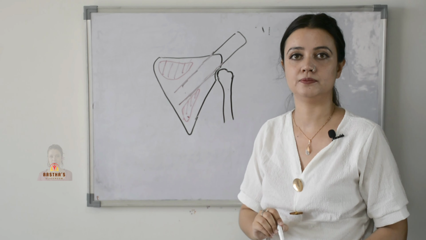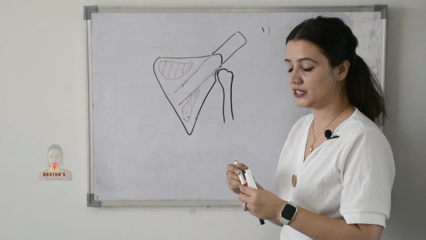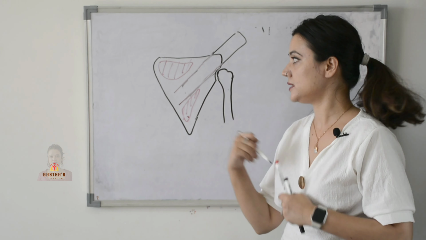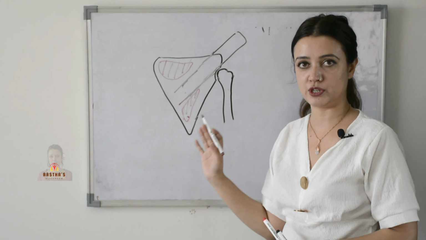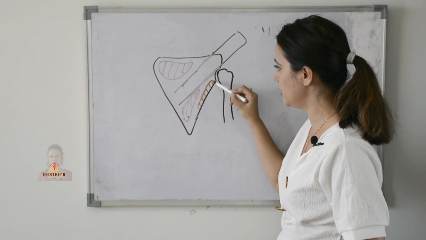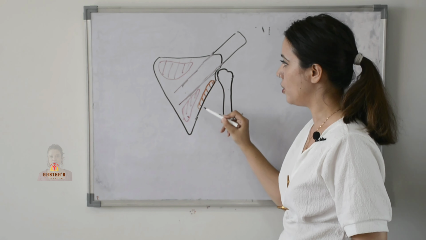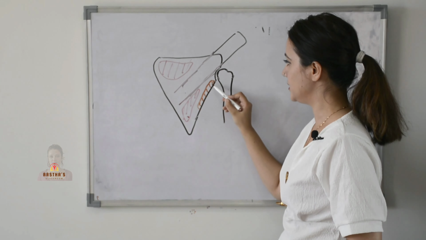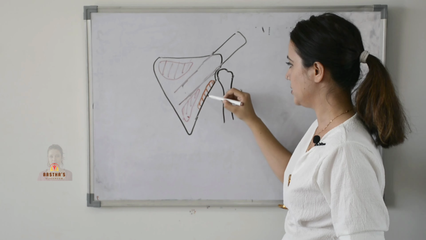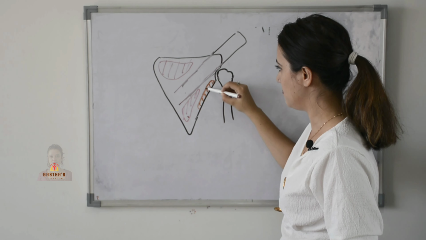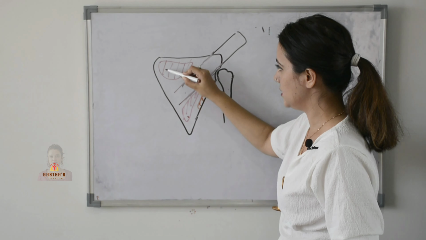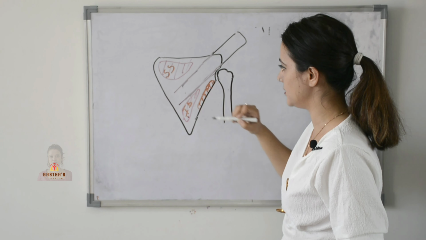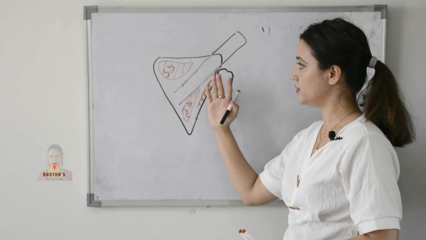infraspinatus muscle. Now coming to the teres minor and teres major muscles. The teres minor, which is also a part of the rotator cuff muscles, takes origin from the upper 2/3 of the lateral border of the dorsal surface of the scapula. So this is our teres minor, this is our supraspinatus, and this is our infraspinatus muscle. This is the dorsal surface of the scapula.